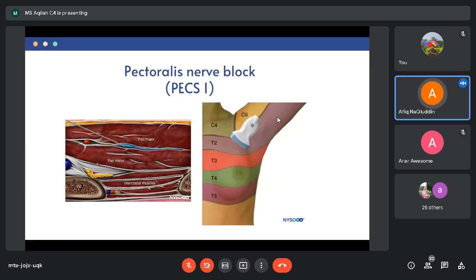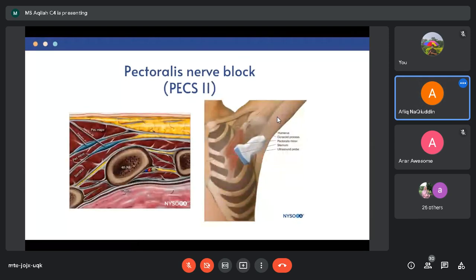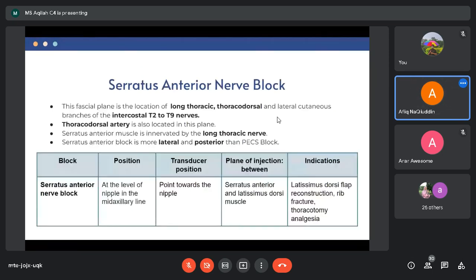This is just the visual diagram of what I've been talking about. This is for the PECS 2 block, and the previous one is the PECS 1 block.